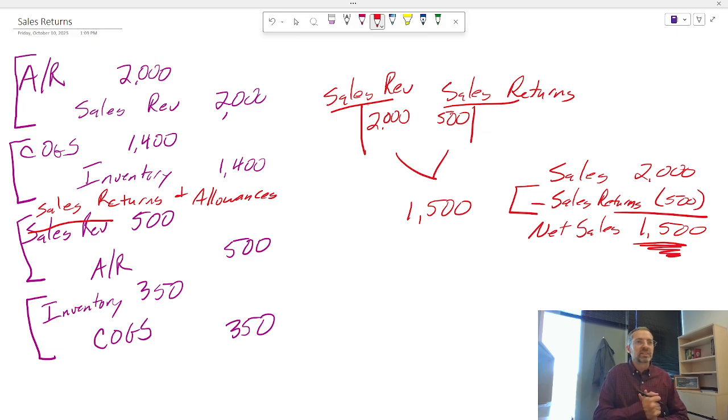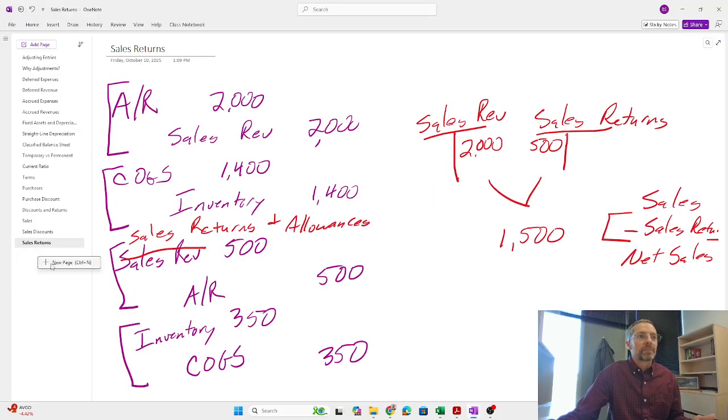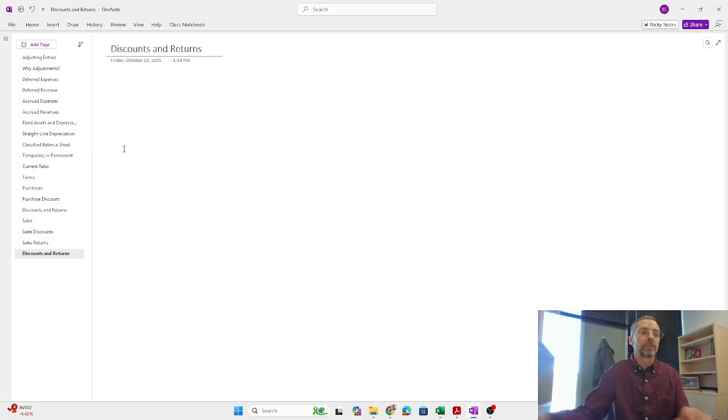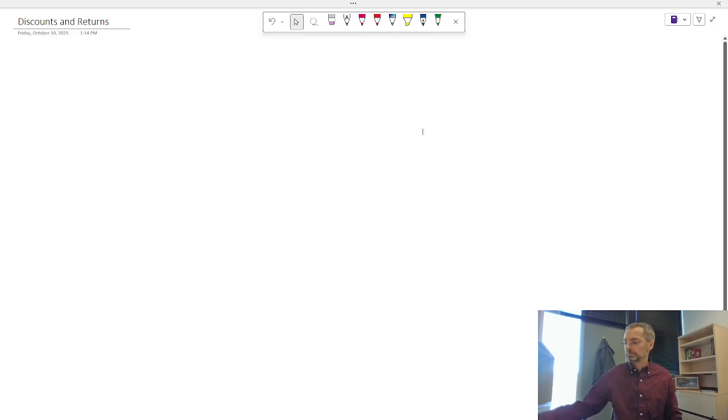Okay, just like the purchases now, let's combine these concepts of the discounts and the returns into one problem. What happens if a customer returns some goods and then they take the discount? So one more thing here. All right, so let's set this problem up again.